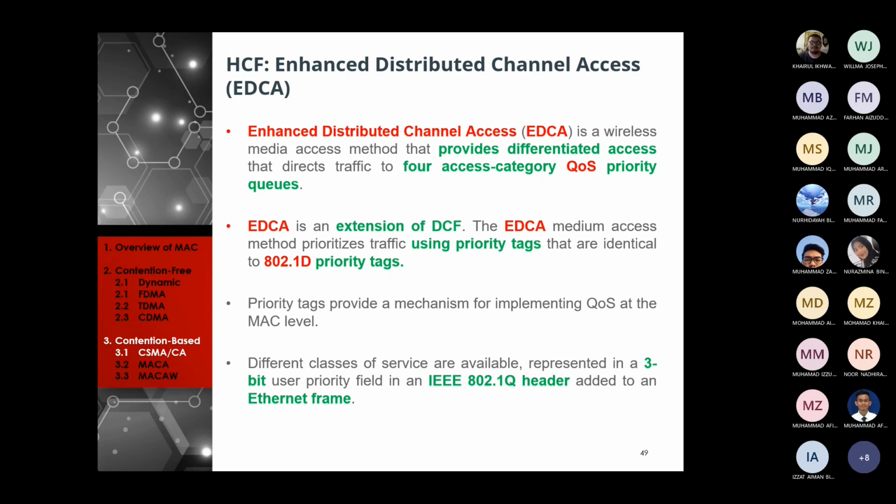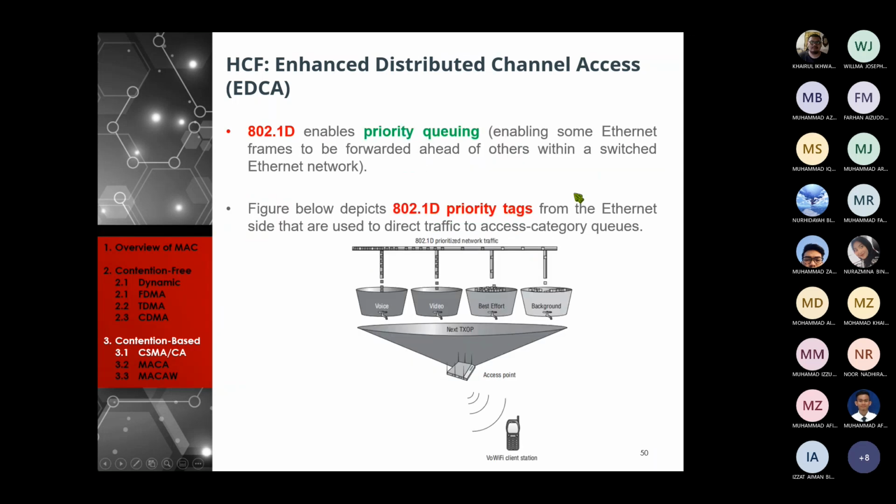Priority tags provide a mechanism for implementing QoS at the MAC level. So different classes of service are available represented in a 3-bit user priority field. Ada 3 bit lah. Kelas 1 lah. In an 802.1Q header added to an Ethernet frame. 802.1D tak pernah dengar kan. Enable priority queuing, enable some Ethernet frames to be forwarded ahead of others within a switched Ethernet network.